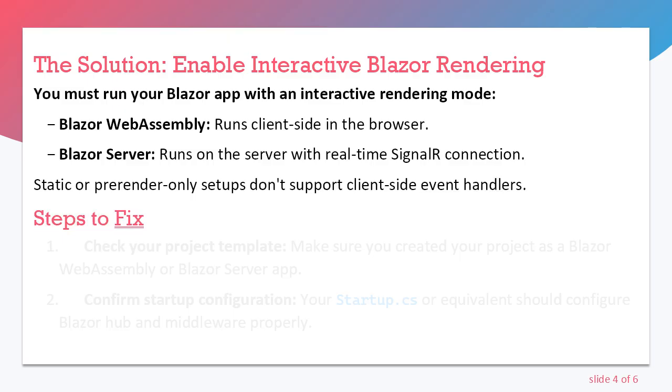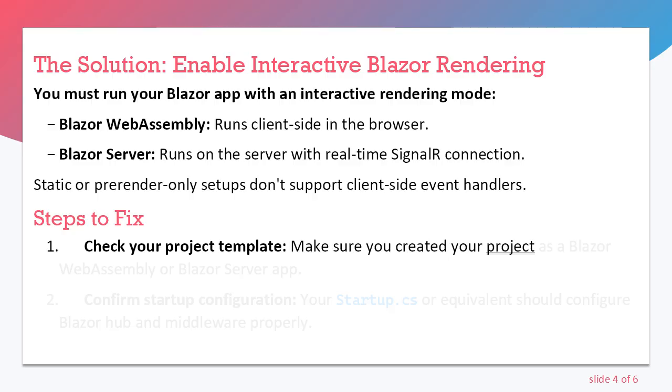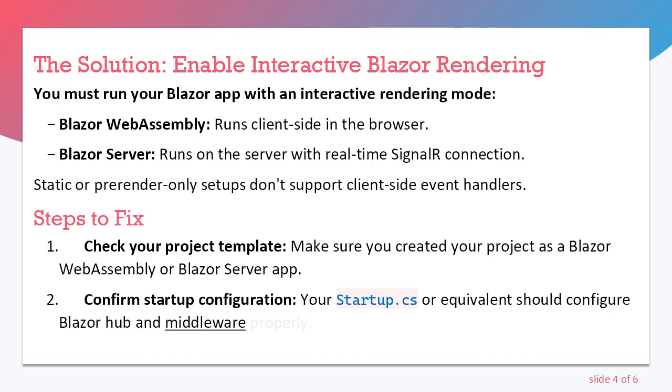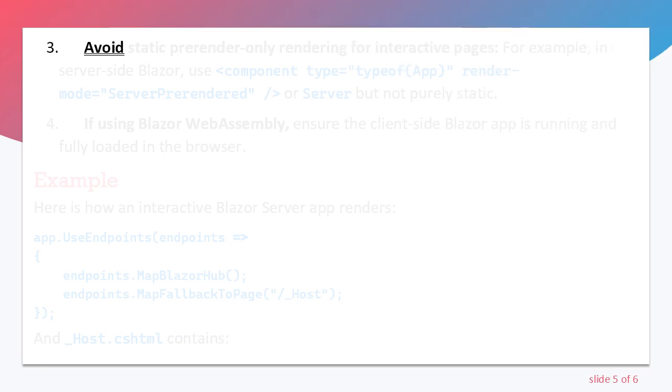Steps to fix. Check your project template. Make sure you created your project as a Blazor WebAssembly or Blazor Server app. Confirm startup configuration. Your startup.cs or equivalent should configure Blazor Hub and middleware properly. Avoid static pre-render-only rendering for interactive pages.